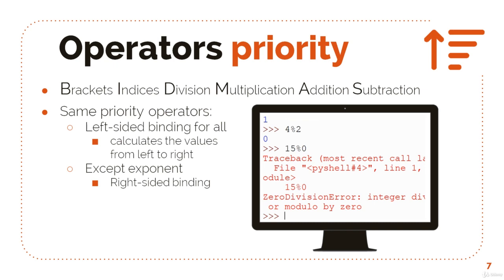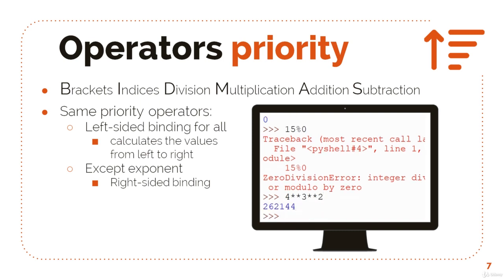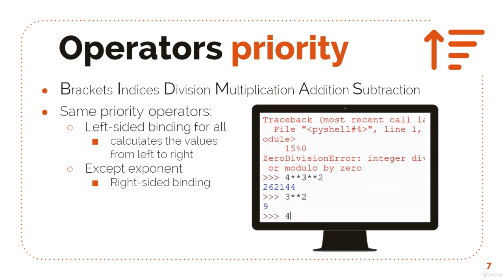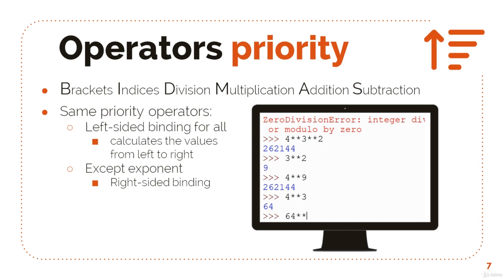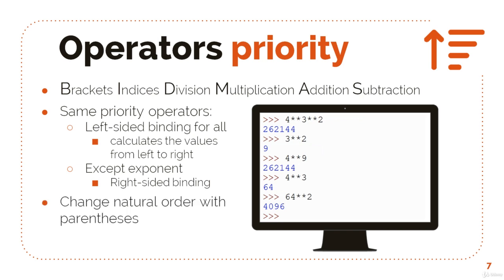The only exception is exponent, where it is right-sided binding. For example, 4 exponent 3 exponent 2 gives us 262144. Now to confirm that, we do 3 to the power of 2, which gives 9, and then 4 to the power 9, which gives us the same result. Had it been left-sided binding, we would have got 4096.